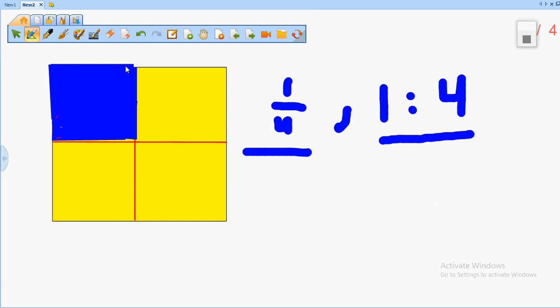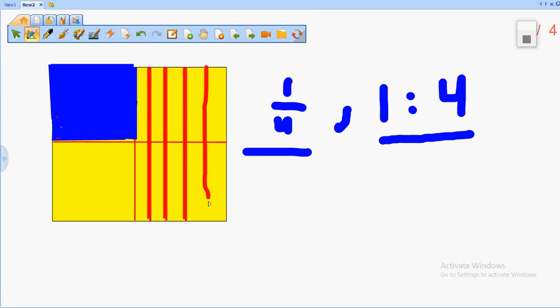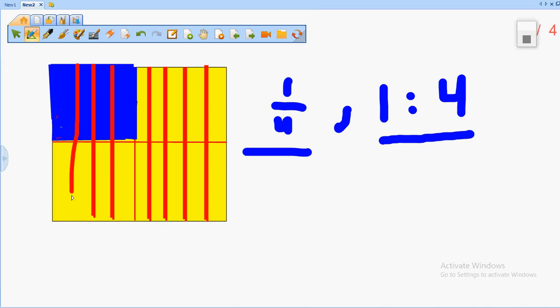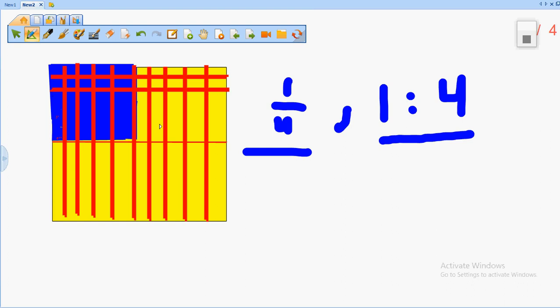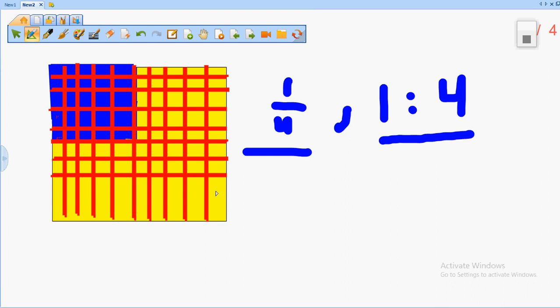I will divide here into 5 parts. Sorry. One, two, three, four and five. Again, one, two, three, four and five. So it must be 10 by 10. One, two, three, four and five. One, two, three, four and five.